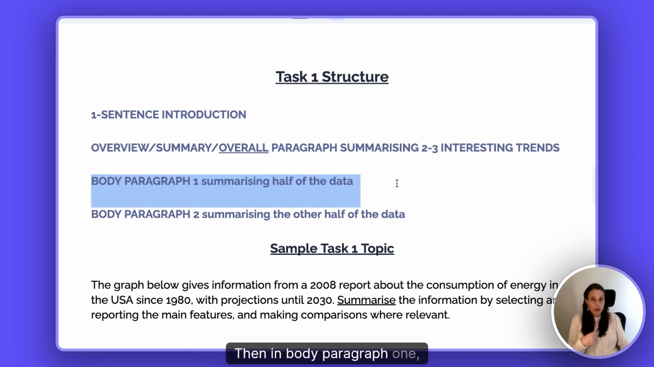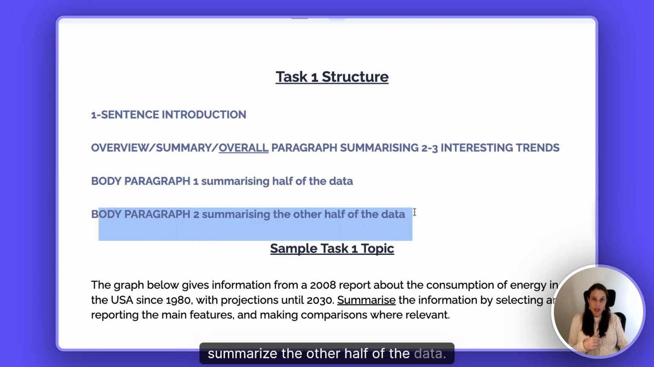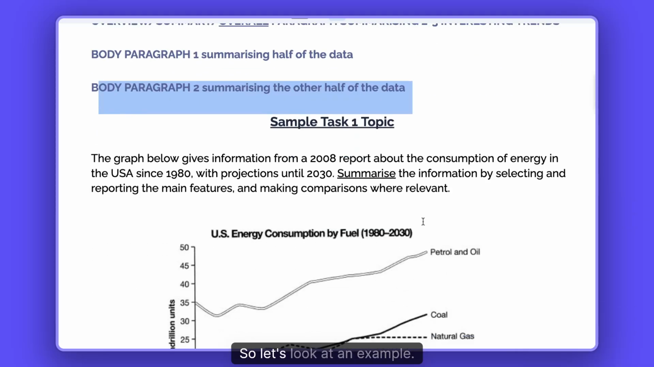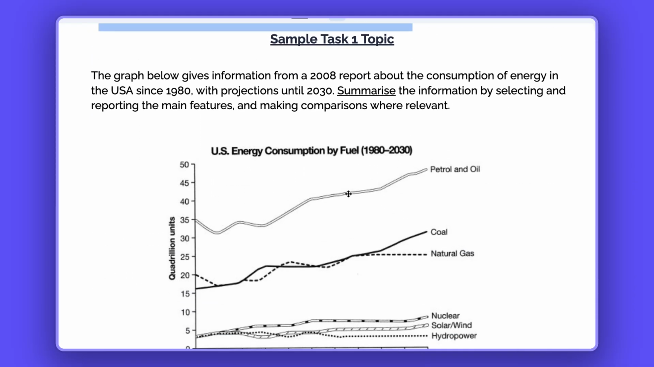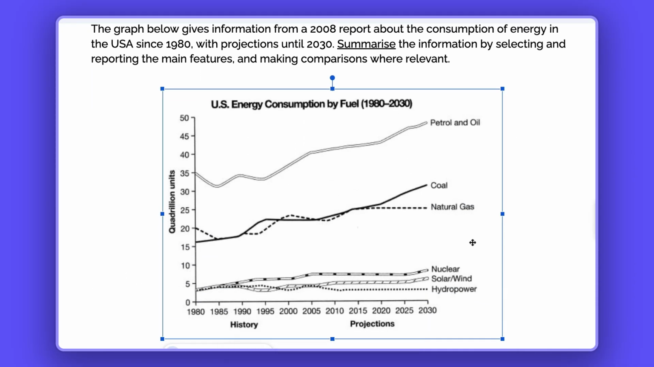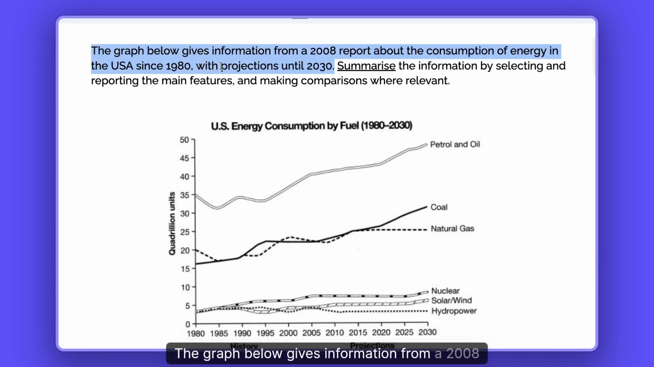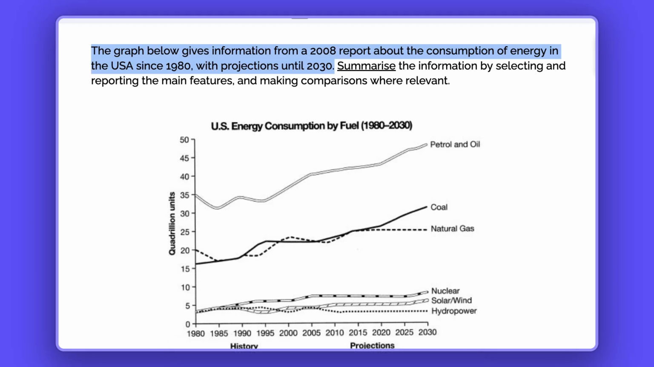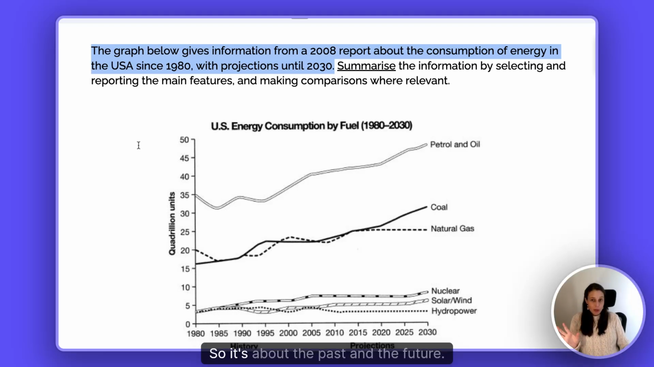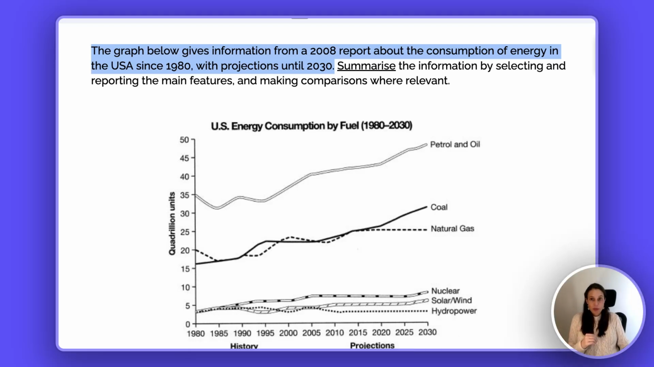Then in body paragraph 1, you need to summarize half of the data, and in body paragraph 2, summarize the other half of the data. So let's look at an example. Here we have a line graph. The topic reads, the graph below gives information from a 2008 report about the consumption of energy in the USA since 1980, with projections until 2030. So it's about the past and the future.